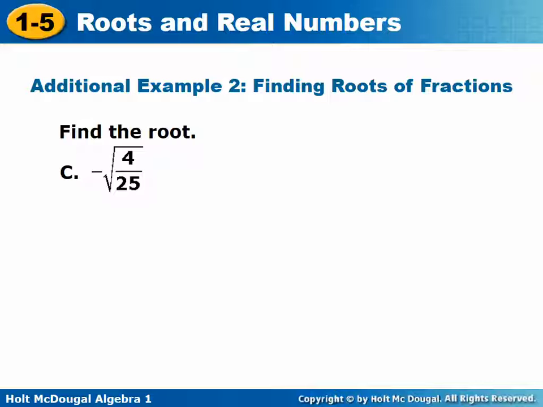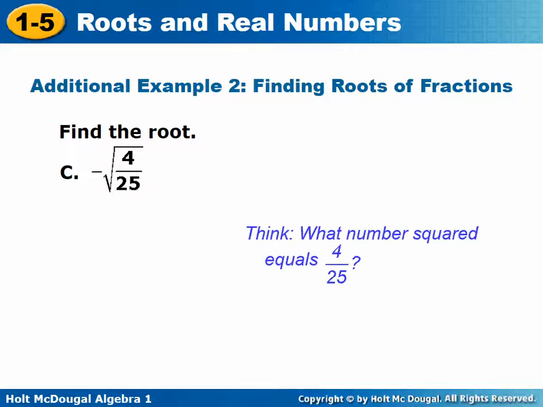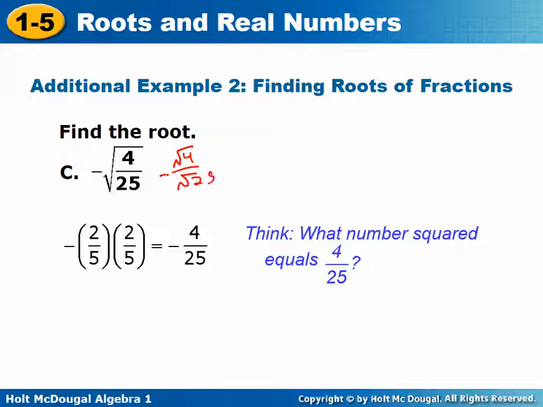Here's another example. We're going to take the square root, because there's no other number inside, there's no other index here, of negative square root of 4 over 25. So you would get the square root of 4 over the square root of 25 and put the negative in front, and you would get square root of 4 is 2, square root of 25 is 5, and that's it, you're done.